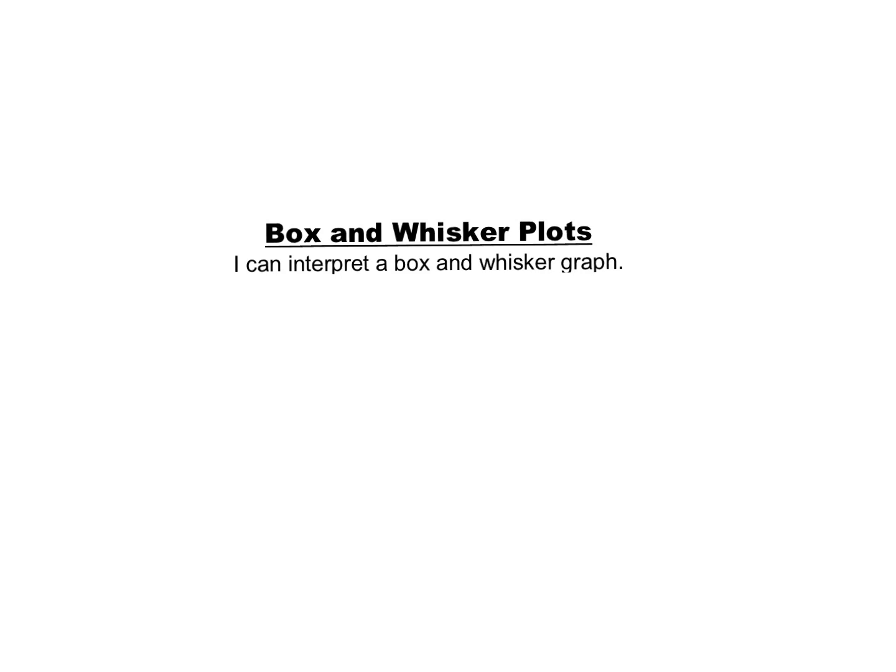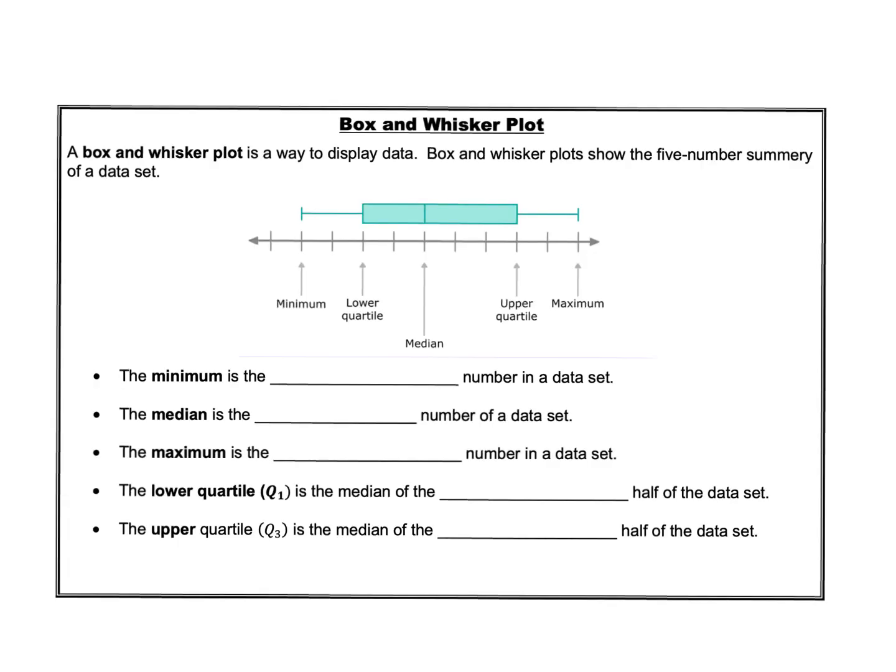In this lesson, we're going to learn about box and whisker plots. All right, so what is a box and whisker plot? A box and whisker plot is a way to display data. A box and whisker plot shows the 5-number summary in the set of data.